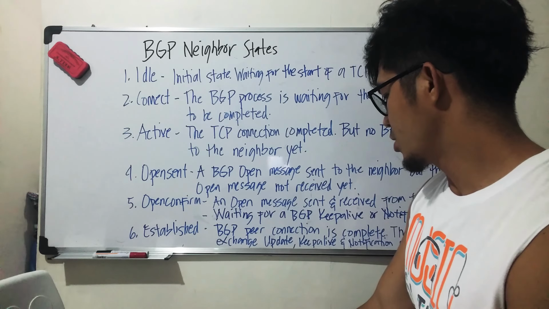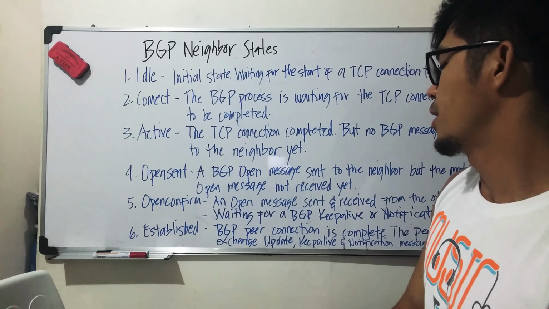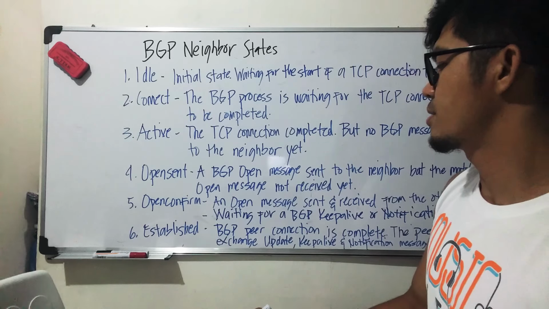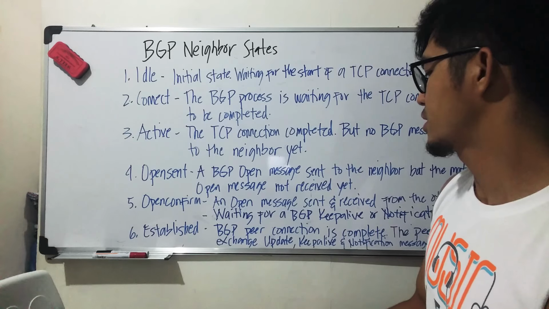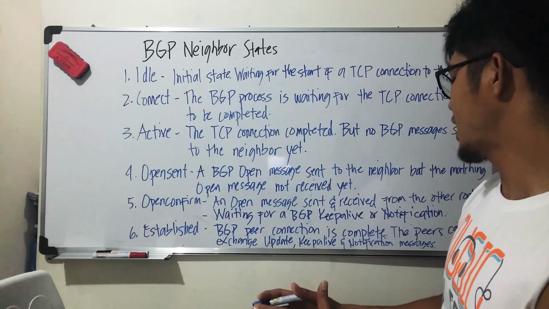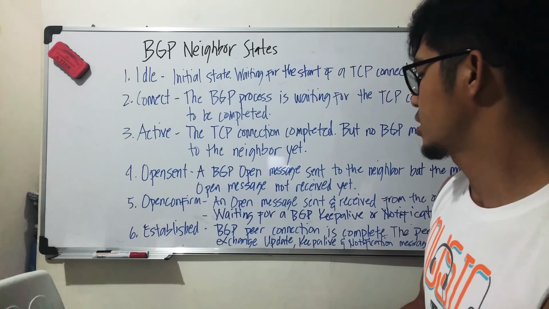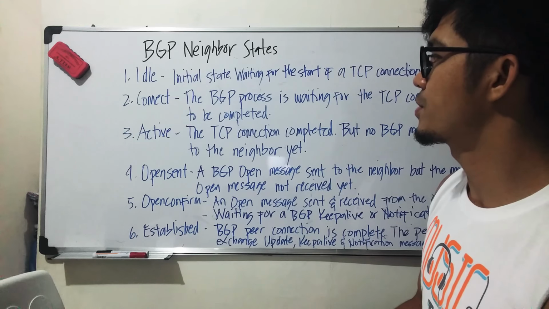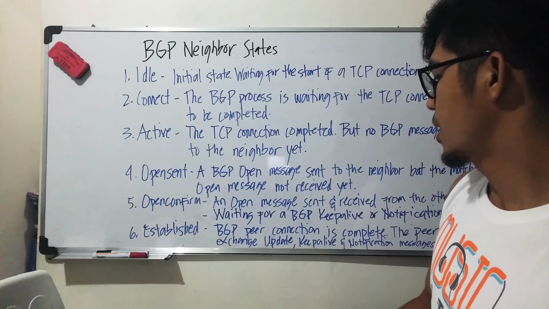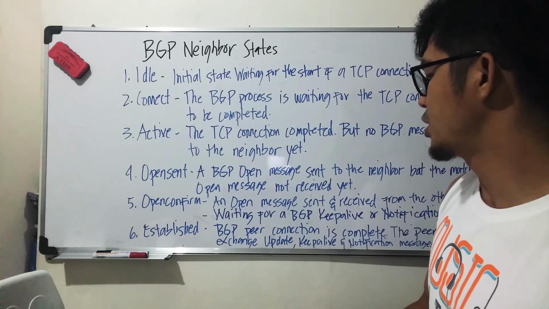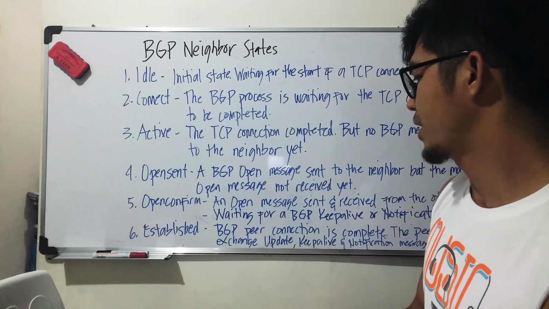If it receives a BGP Keepalive, then the connection will get established. But if it receives a notification message, then the state will go back to the idle state. And like I said, if it receives a BGP Keepalive message, then the connection will get established.